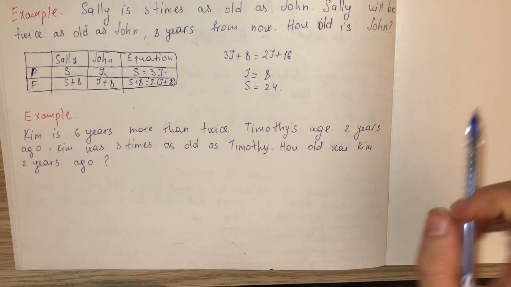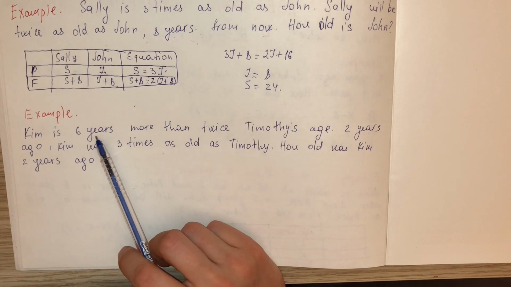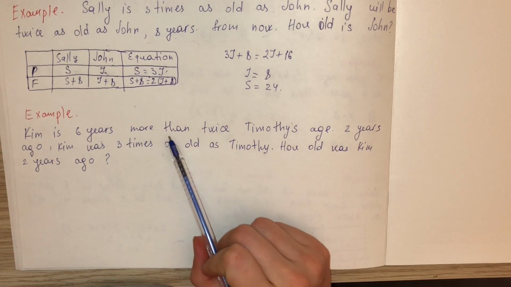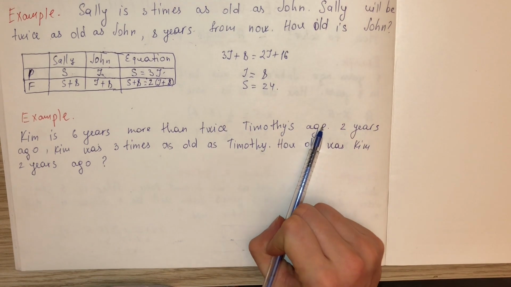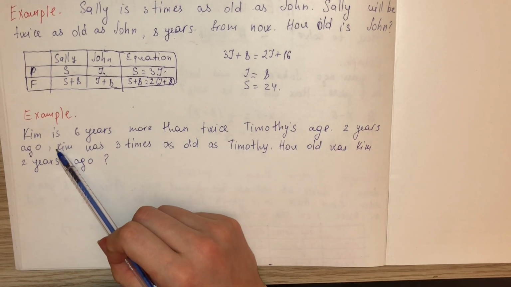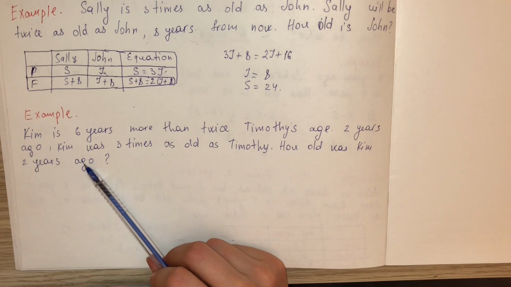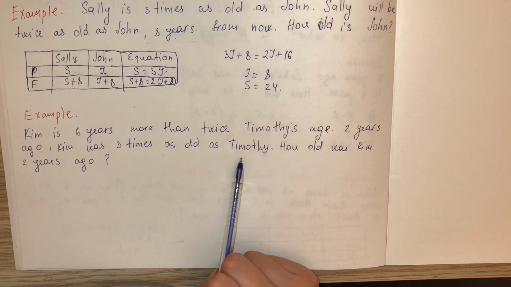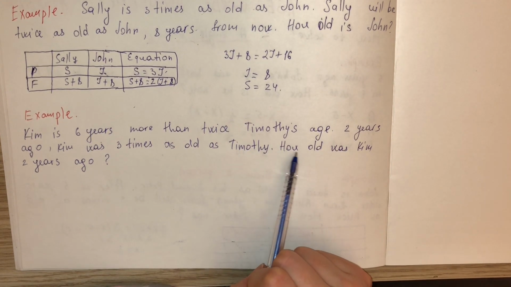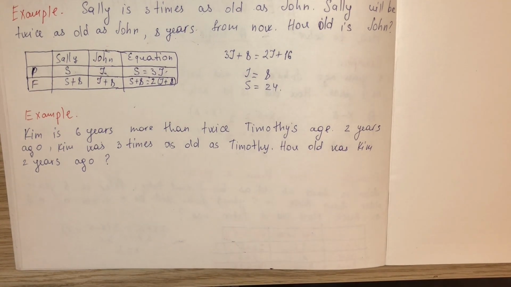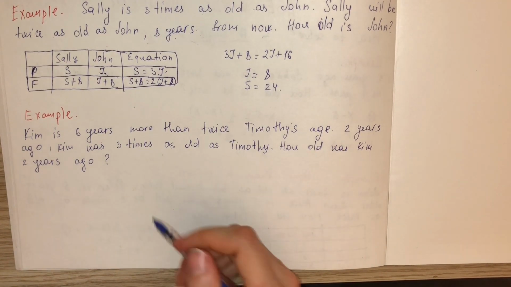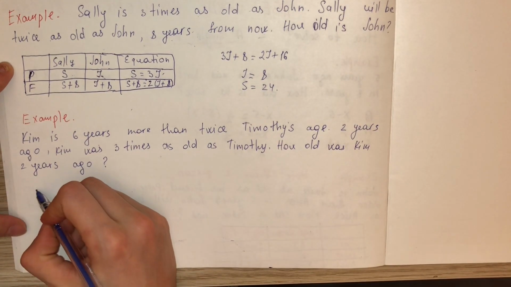Our next example. Kim is 6 years more than twice Timothy's age. 2 years ago, this is past, Kim was 3 times as old as Timothy. How old was Kim 2 years ago? So let's set up a table.